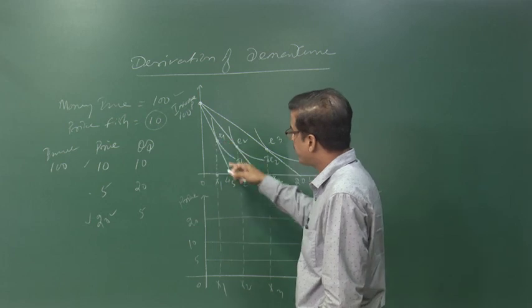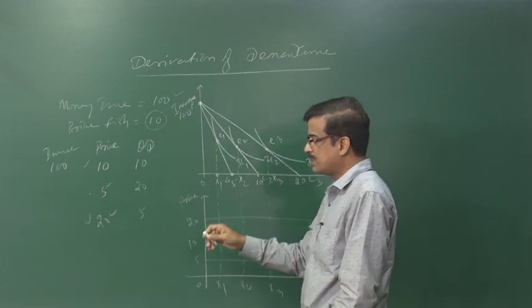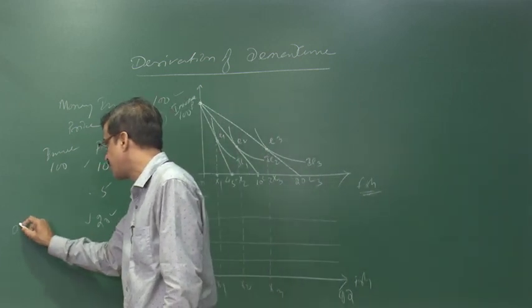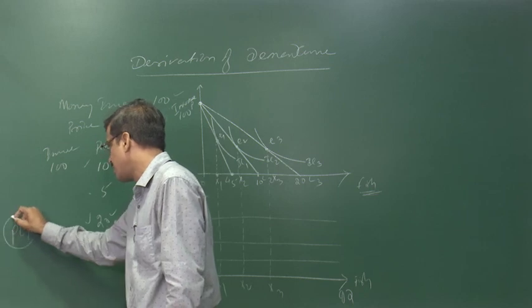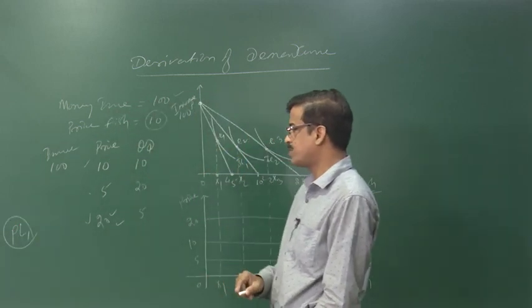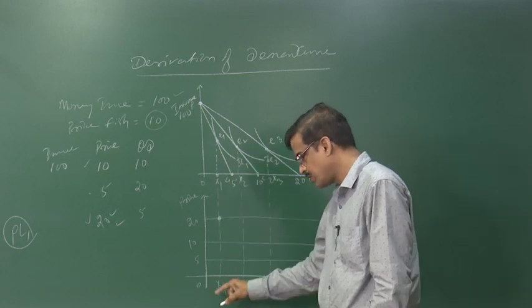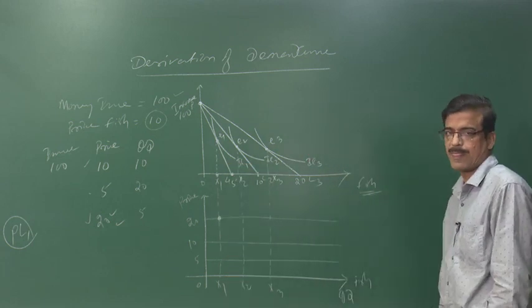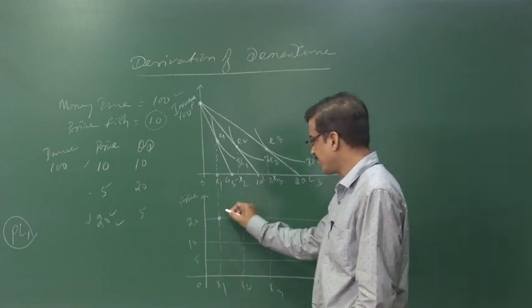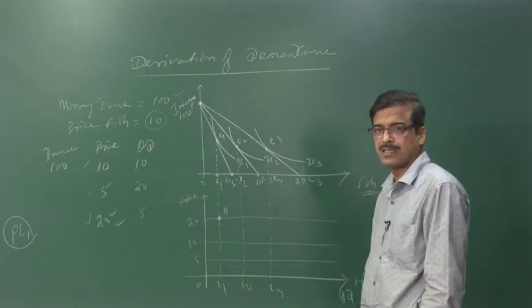Now, at the particular point PL1, we know the price in that situation is 20, as the price line is PL1. So at 20, how much does the consumer consume? X1 unit of the product, fish. This point we depict as point A.